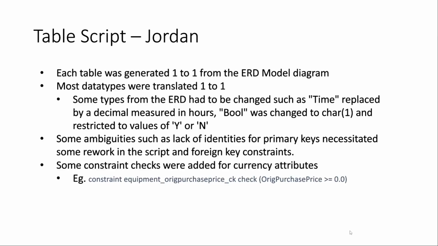Now let's talk about the script. So each table was generated one-to-one from the ERD model diagram. Most data types were taken one-to-one, but we did have to work a couple things out, such as the data type time. Initially, when we were working on the ERD, we just assumed that there was a time data type, so that had to be changed to decimal, and we were going to measure that in hours. Additionally, Boolean, that was kind of the same story. We changed that to a char1 and restricted the values to y or n.